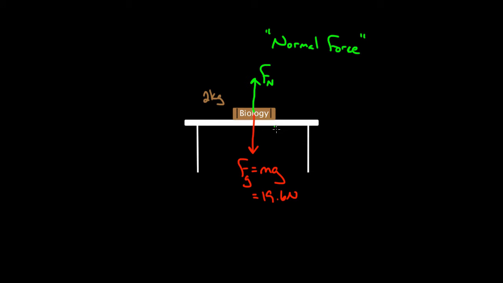I mean, how does the table decide how much normal force to push with? If I were to put a 4 kilogram biology book on the table, the normal force would have to be bigger. It'd have to be twice as big. But how does this table know to push twice as much? This is weird. It's an inanimate object. How does it decide how much to push? Well, essentially the table, or any other surface, decides how much normal force to exert based on the amount that the surface is compressed, bent, or bowed.